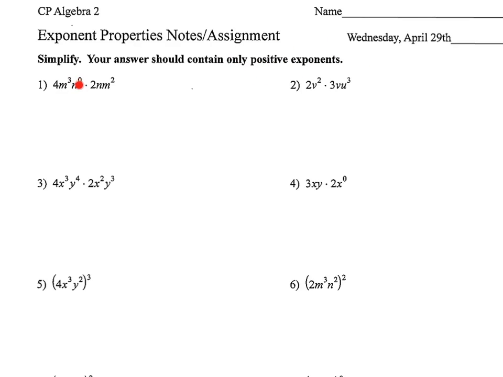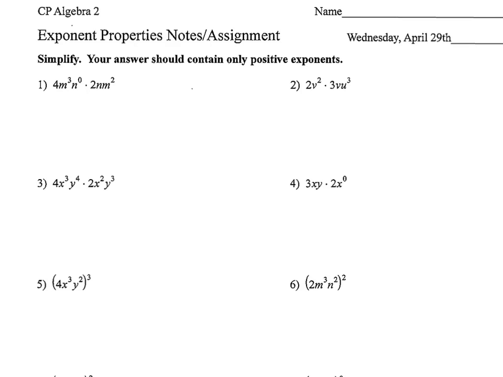You don't want zero exponents left over. You don't want anything with a negative exponent in your final answer. You need to simplify that. We're going to go through the three basic rules today and simplify a couple of these. The first one I want to look at is number 1.